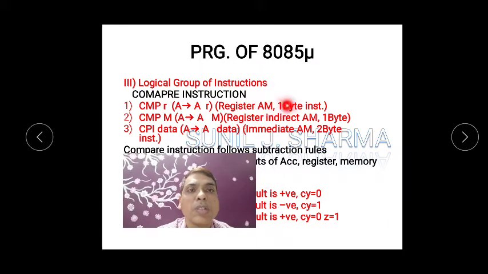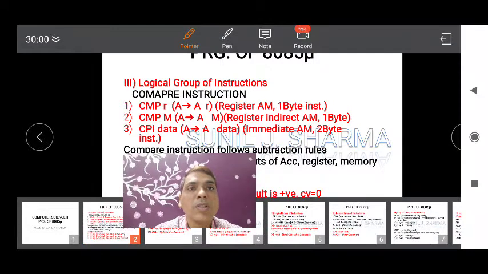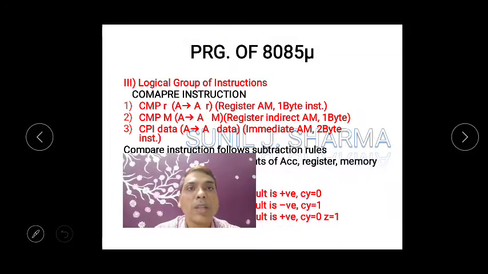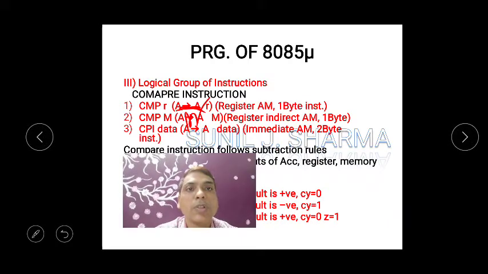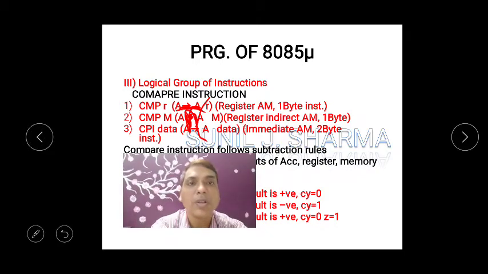Compare R belongs to register addressing mode, and this is a 1 byte instruction. Compare M is register indirect because there is a memory. Since I is there in CPI, this is an immediate addressing mode, and it is a 2 byte instruction. I just want to make it clear that the result part will not come, because the accumulator will not contain anything. Accumulator contents will not change.